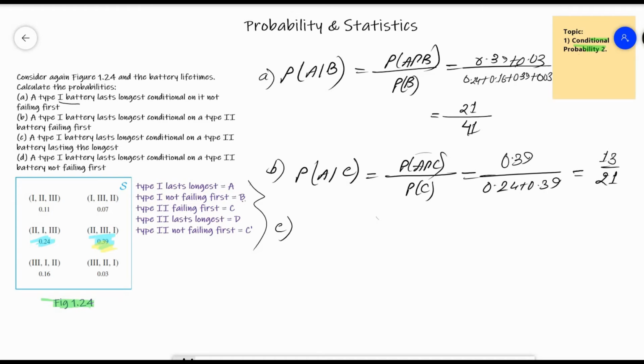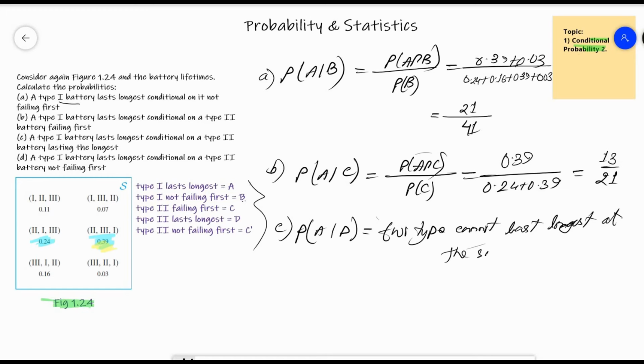Moving on to number C, we are asked to find out the probability of type 1 battery lasting longest given type 2 lasting longest. So it is clearly understandable from this that two types cannot last longest at the same time. So the value of this probability is the empty set.